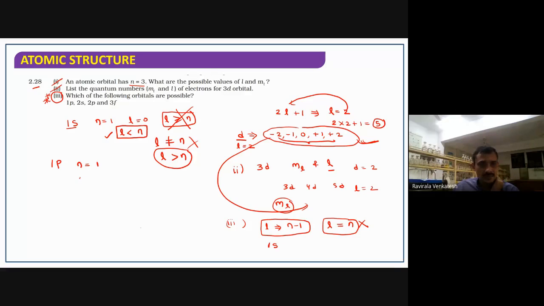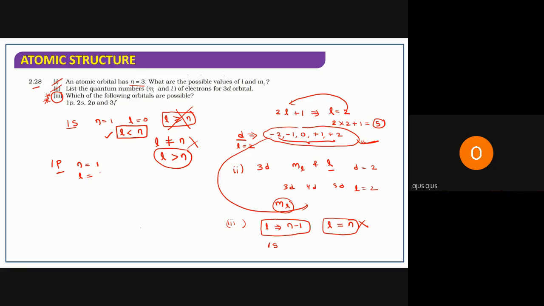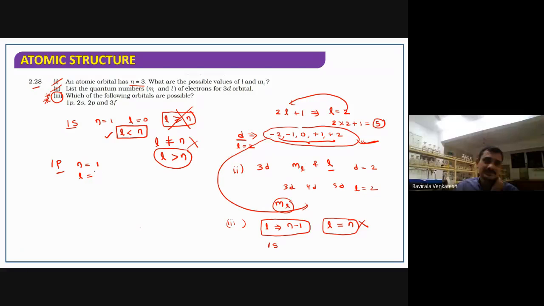Now l is equal to what for the p orbital? 0. Arre bhaiya, 0? Where are you looking? For the p orbital, the l value will be 1. Is 0 possible? I told you this whole thing just yesterday.